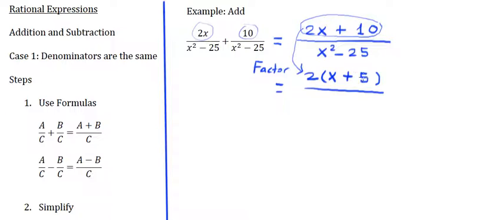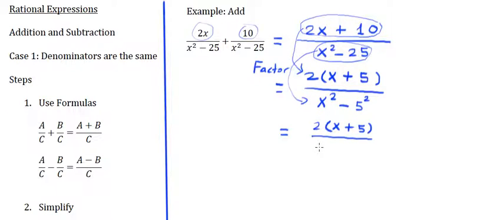Now, what about the denominator? This denominator, x squared minus 25, can be written as x squared minus 5 squared. Remember, 5 squared is the same as 25. And this allows me to factor the denominator via difference of squares. Denominator factors as difference of the bases, x minus 5, times sum of the bases, x plus 5.